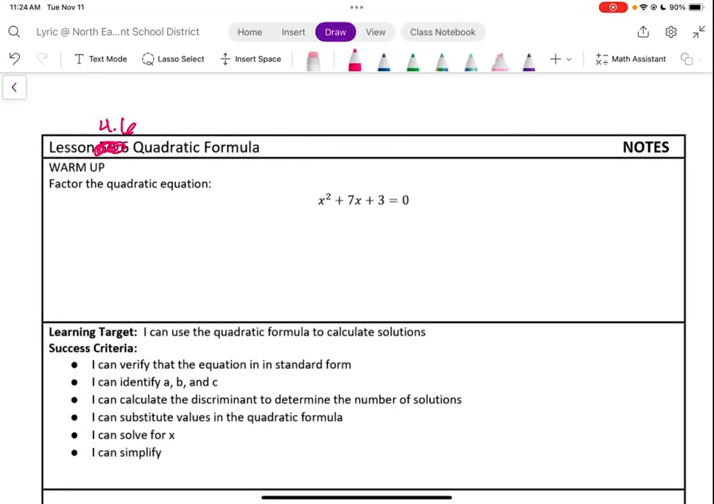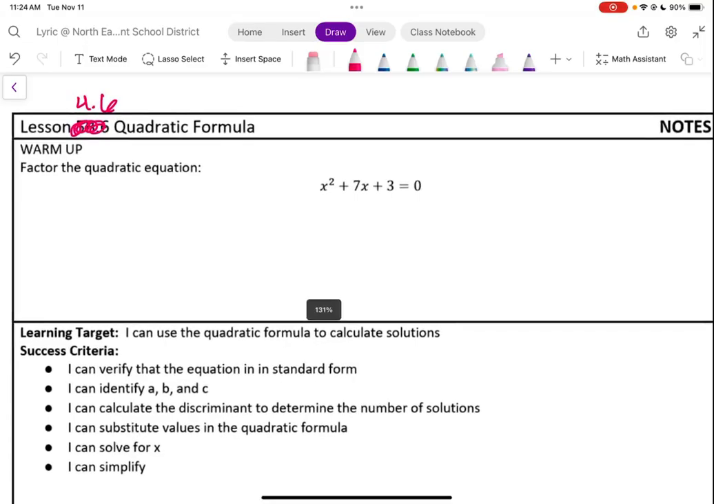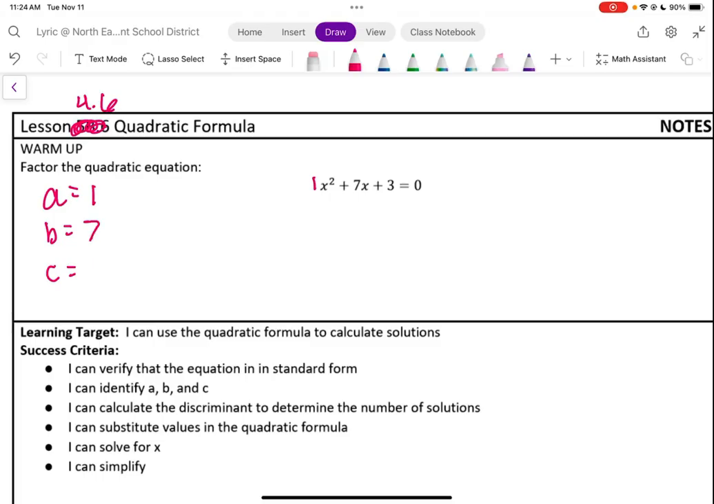All right, hi guys. This is your notes for lesson 4.6, the quadratic formula. Starting with our warm-up, it asks us to factor the quadratic equation. So when we factor, we first need to start with identifying a, b, and c. In this case, a is 1, b is 7, and c is 3.